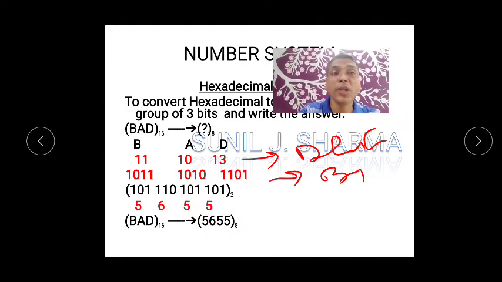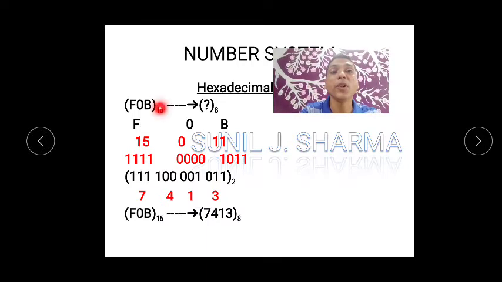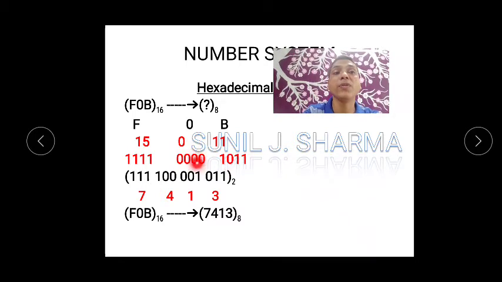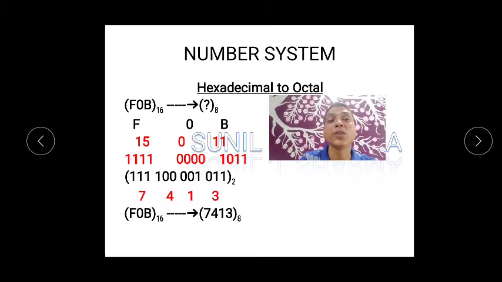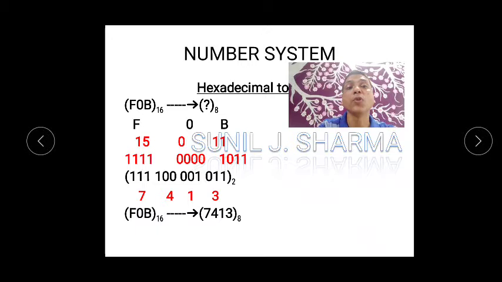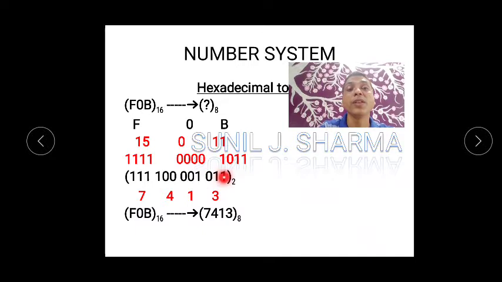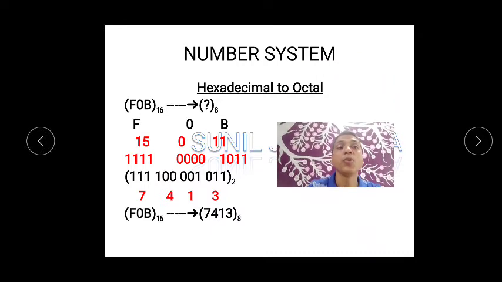You can take any number and just practice. Again, I have purposely taken 0 because F means 15, so 1111, then 0 with 4 zeros. B means 11, so 1011. Don't write only 10. Please follow the rules. The rule says that everything should be written in 4 bits. So we write in 4 bits, and after writing in 4 bits for the final answer, we again separate this and make 3 bits. So this is 3, this is 1, this is 4, this is 7. So your answer will be 7431. I hope you got this.